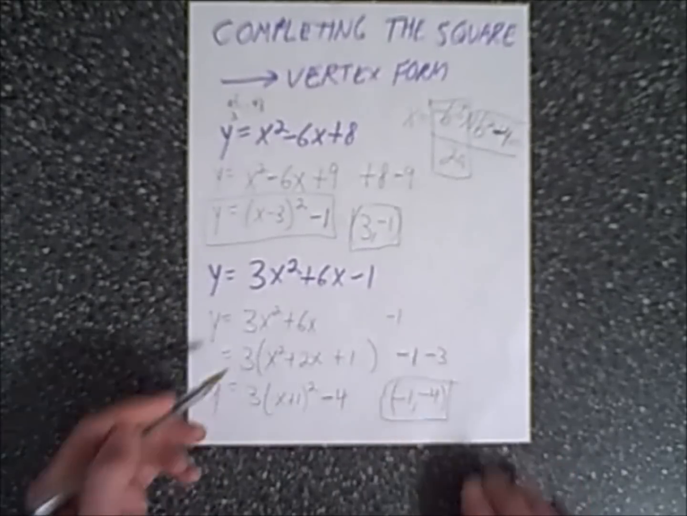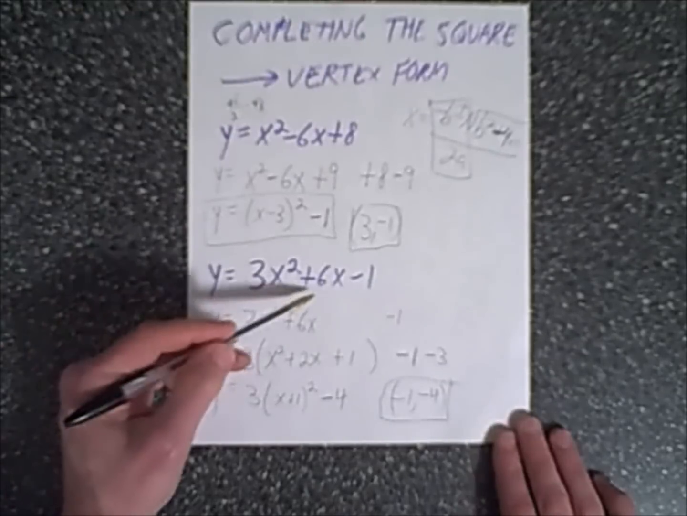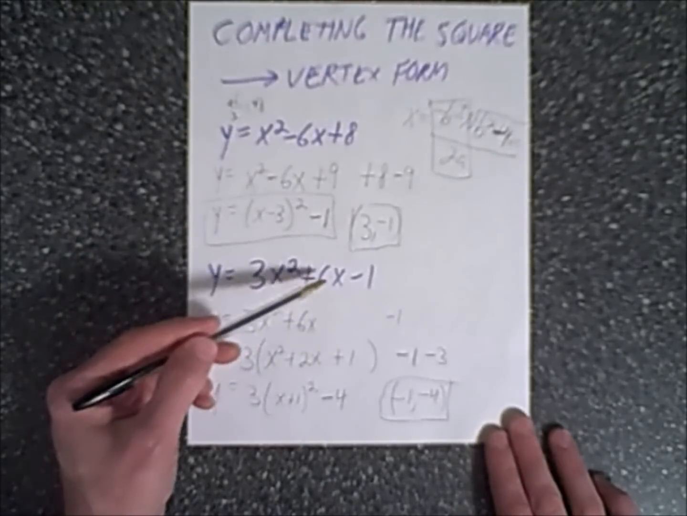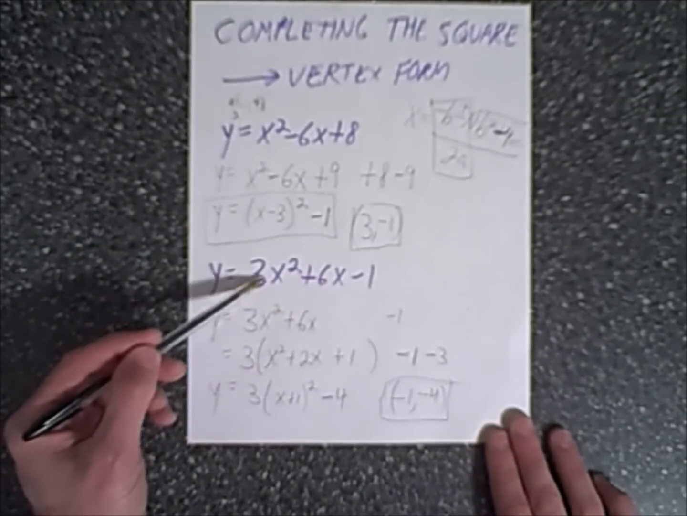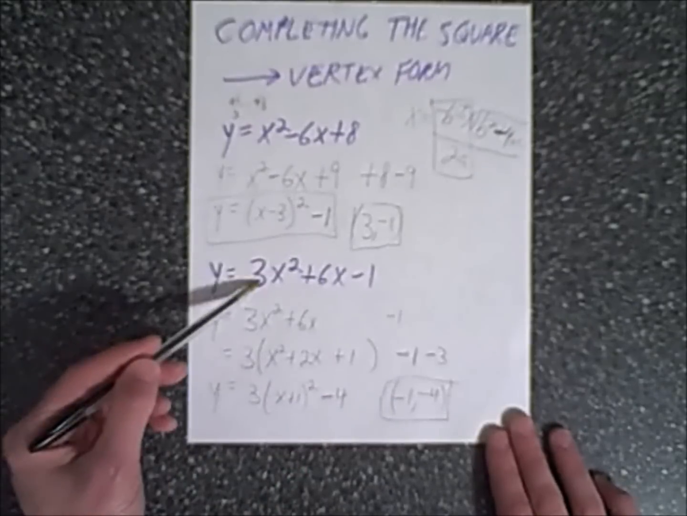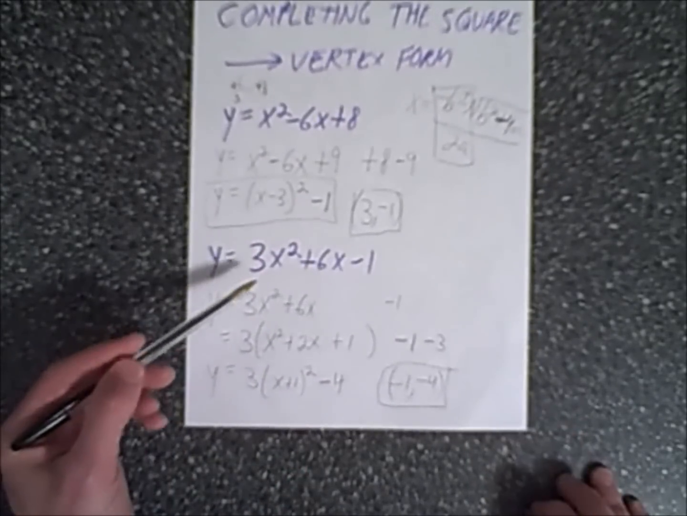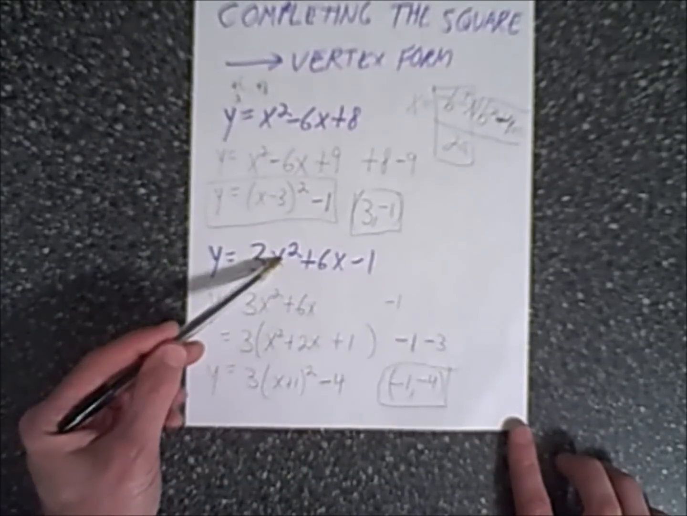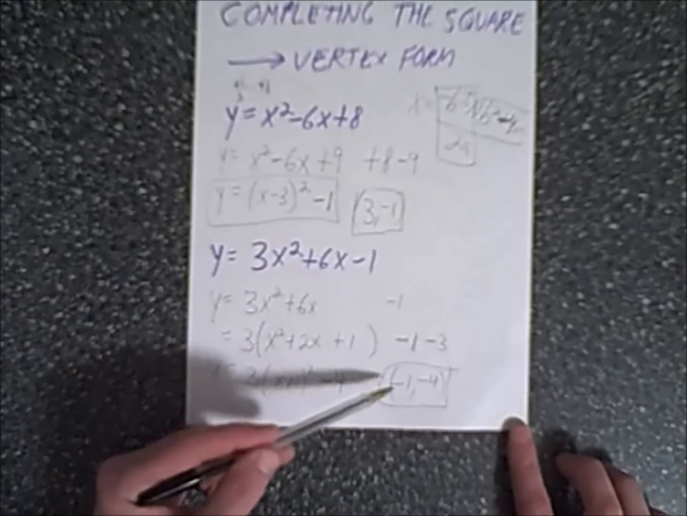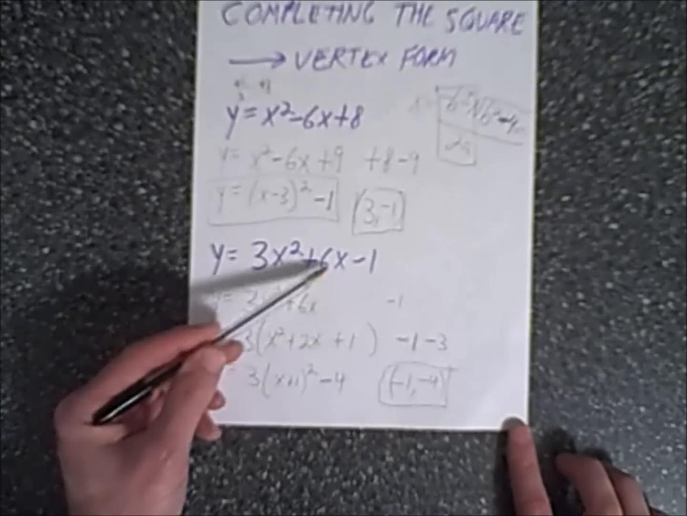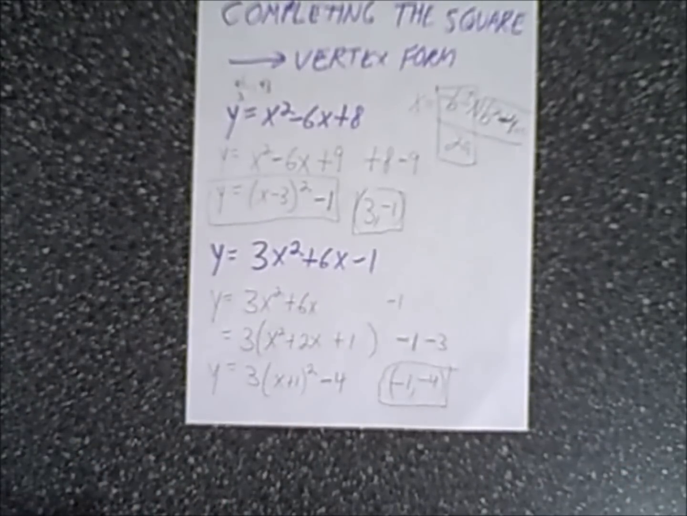And again, if we were to use our other format, negative b over 2a, we would get -6 over 6, which is -1. We'd plug -1 in, and we would get -1 squared is 1, times 3 is 3, minus 6 is -3, minus 1 is -4, and it lines up.